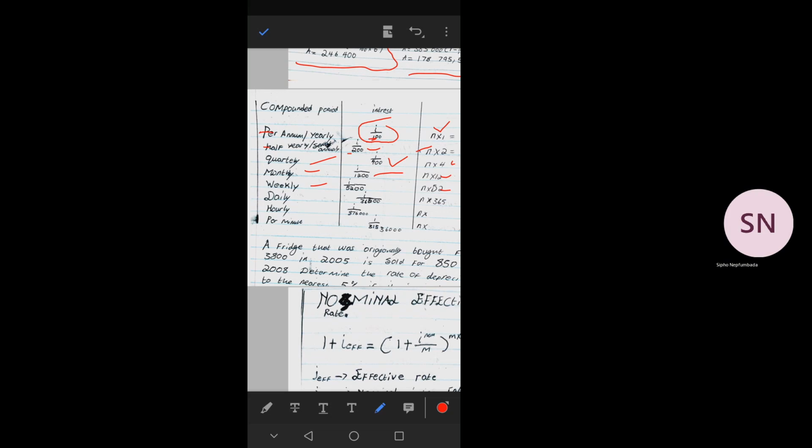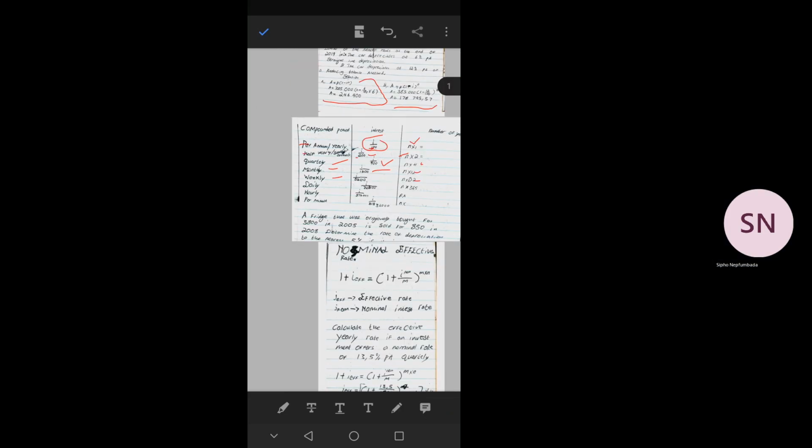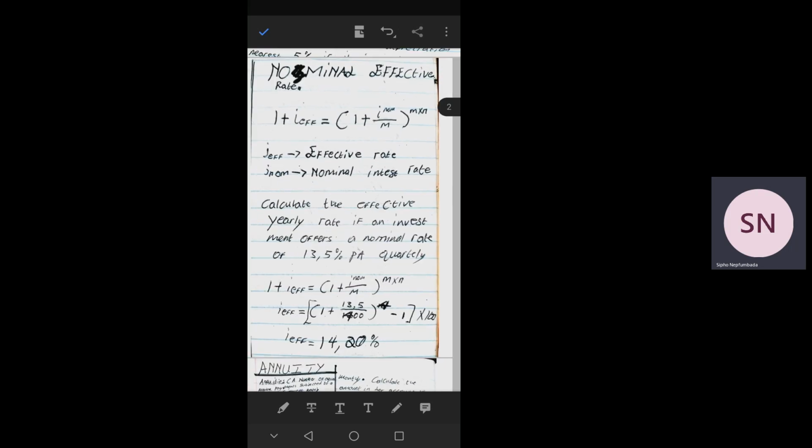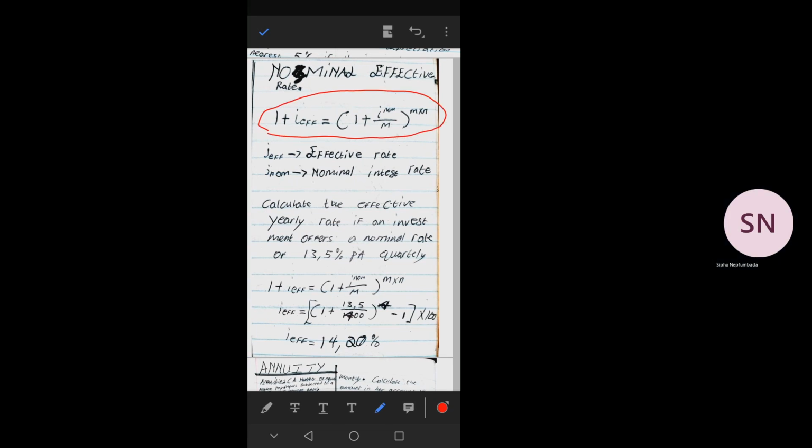Now, nominal and effective rates. The formula is 1 plus i effective equals 1 plus i nominal divided by m, all to the power m times n. i effective is the effective rate, i nominal is the nominal interest, m is the compounding period, and n is the number of years.